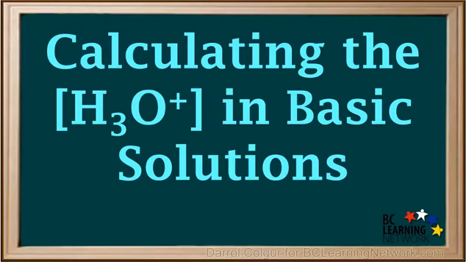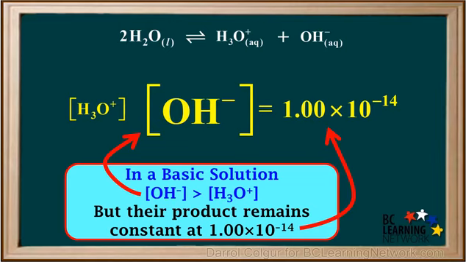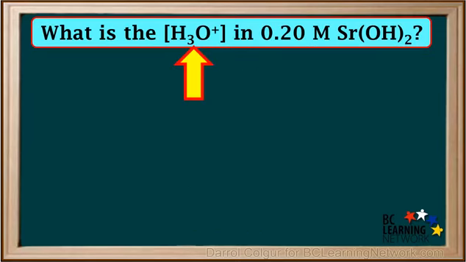Even though hydroxide ions predominate in basic solutions, there are still some hydronium ions present in all aqueous solutions. We'll show you how to calculate the concentration of hydronium in basic solutions. Remember, in a basic solution, the concentration of OH minus is greater than the concentration of H3O plus, but their product remains constant at 1 times 10 to the negative 14th. So if the concentration of OH minus is high, that means the concentration of H3O plus must be very low. We're asked to find the concentration of H3O plus in a 0.2 molar solution of the strong base Sr(OH)2.